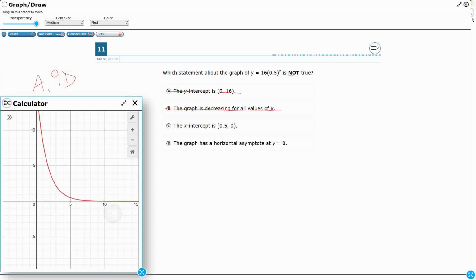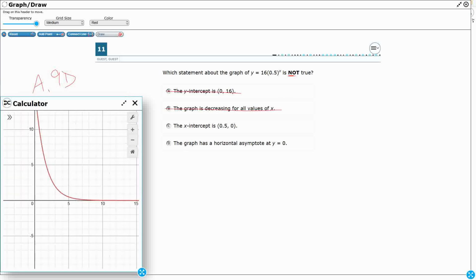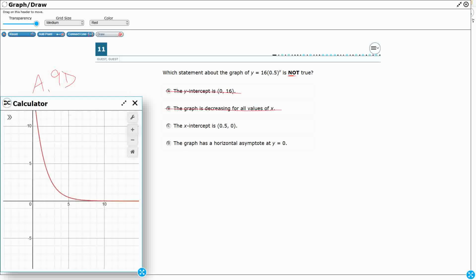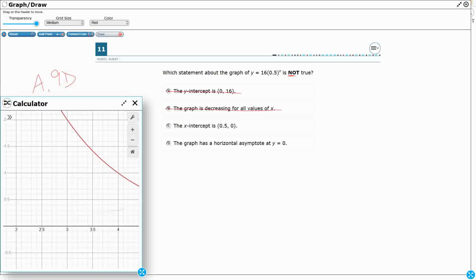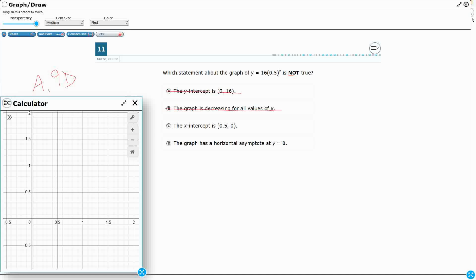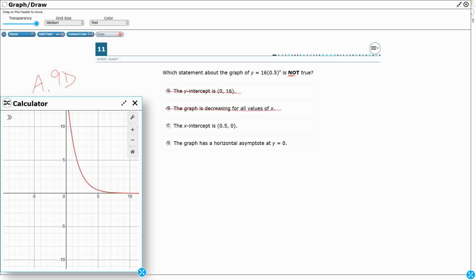The x-intercept is negative, or 0.50. Well, first off, 0.50 is right around here. It's going to be, if I zoom in like that, 0.50, we're right there on that x-axis, and you notice the graph isn't anywhere close. Secondly, there is no x-intercept. That 0.5 happens to be my rate. In this case, it's decay rate, right? But it's not the x-intercept. So this is going to be our correct answer because that is not true.